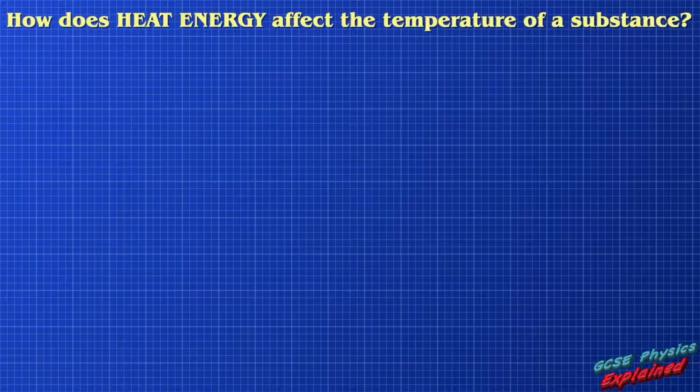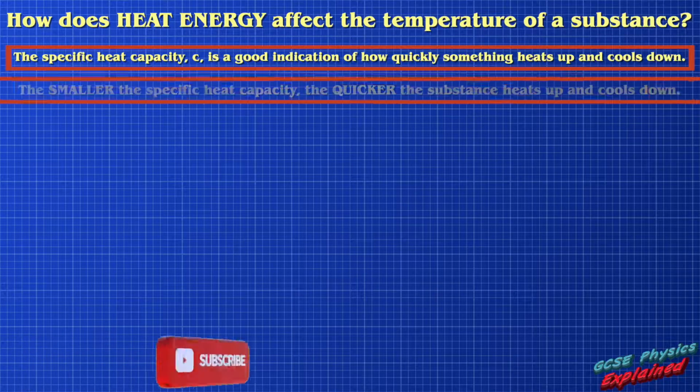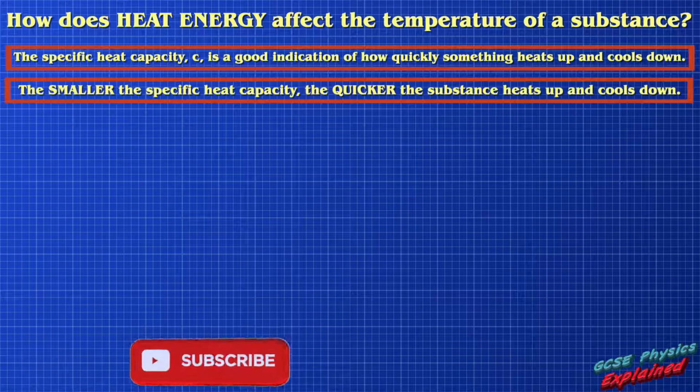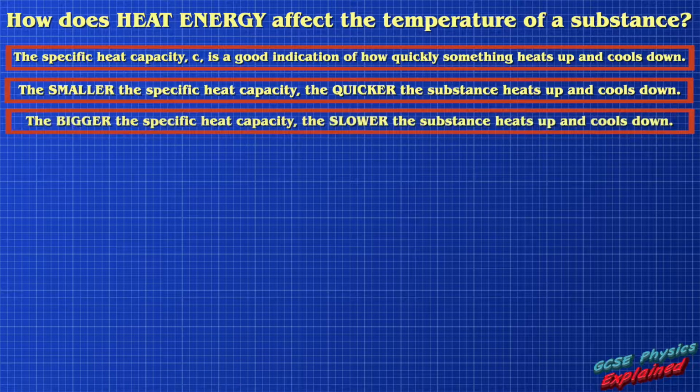How does heat energy affect the temperature of a substance? Do you know that different substances need different amounts of energy to heat them up? The specific heat capacity, C, is a good indication of how quickly something heats up and cools down. The smaller the specific heat capacity, the quicker the substance can heat up and cool down, and the bigger the specific heat capacity, the slower it heats up and cools down.